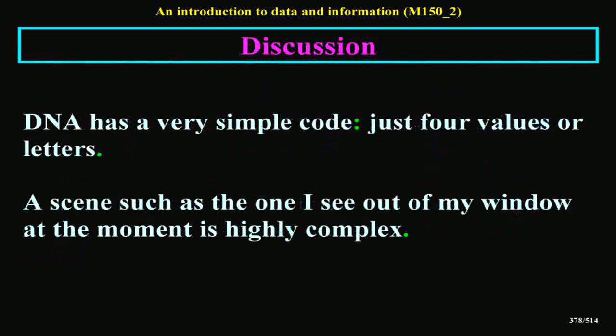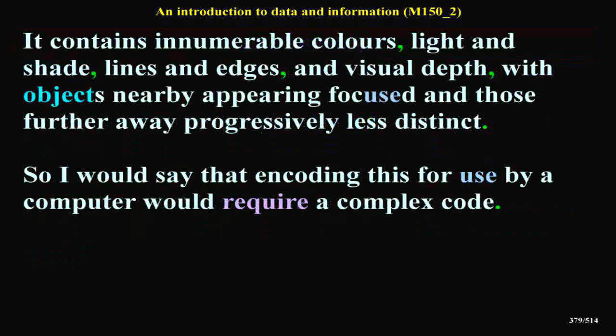That has a very simple code. Just 4 values or letters. A scene such as the one I see out of my window at the moment is highly complex. It contains innumerable colors, light and shade, lines and edges, and visual depth, with objects nearby appearing focused and those further away progressively less distinct. So I would say that encoding this for use by a computer would require a complex code.